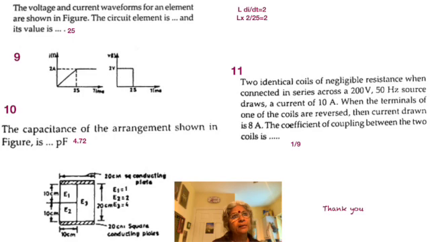Now we have two situations: L1 plus L2 plus 2M, and L1 plus L2 minus 2M. The larger value corresponds to L1 plus L2 plus 2M, the whole into omega, equal to 25, and L1 plus L2 minus 2M, the whole into omega, gives you 20. You can solve both, and since the inductances happen to be the same, the coefficient of coupling between the two coils can be obtained as M divided by the square root of L1 L2. Since L1 and L2 are the same, you get it as equal to 1 by 9. Very simple.